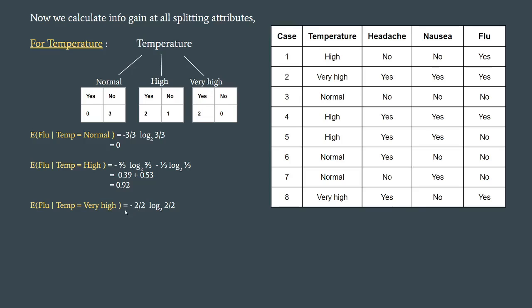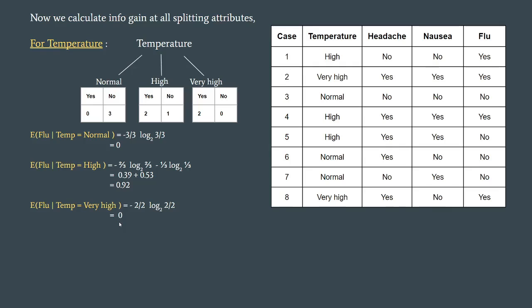After that, we calculate entropy for flu when temperature is very high, which is yes or no. So minus 2 by 2 log base 2 2 by 2, plus no has 0. Similar case for normal yes, so we are discarding that. After solving this, we get 0, because log base 2 1 is 0.